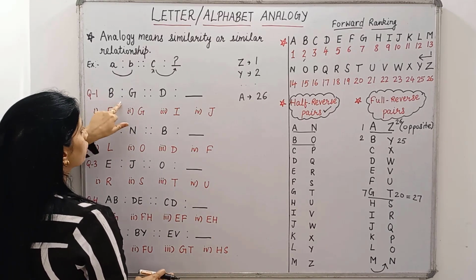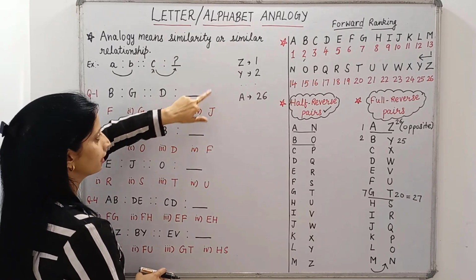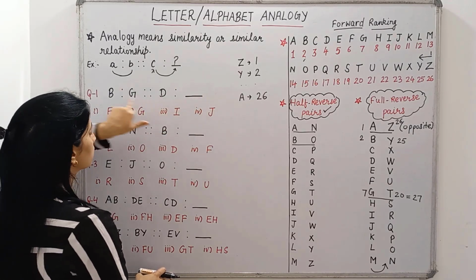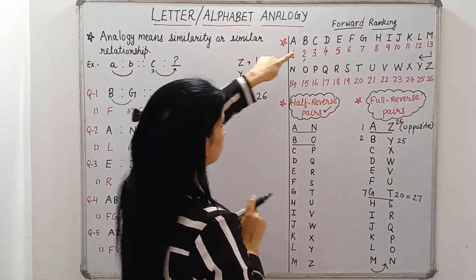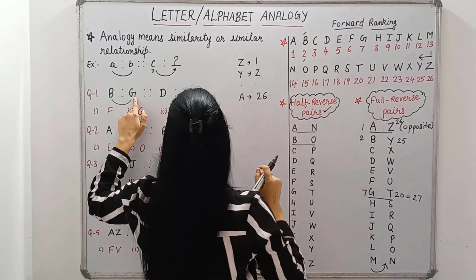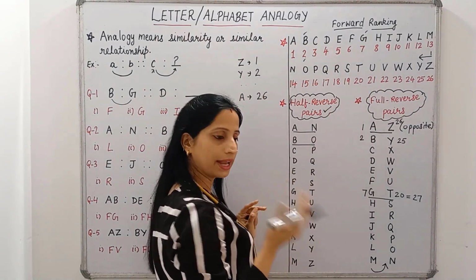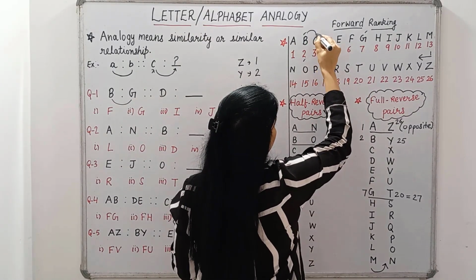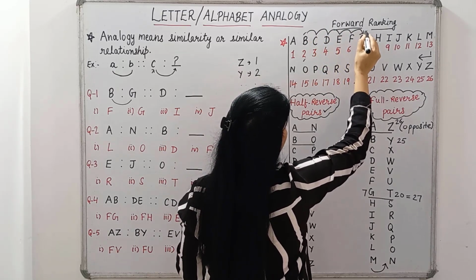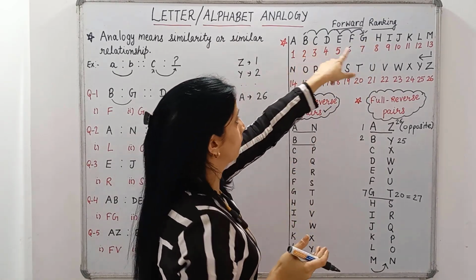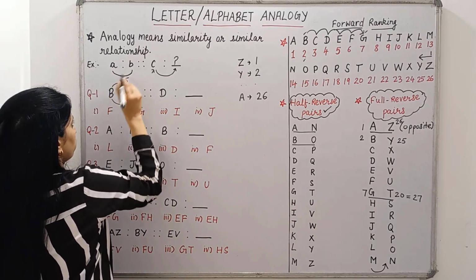First question is B is to G. This is our first pair. And in the second pair, B is to dash. This term we have to find out. So for this, we will find out the relation in the first pair. So B, where is B? B is here. And another letter is G. This means we are moving in forward direction. But by how many jumps? 1, 2, 3, 4 and 5. This means we are moving 5 letters forward. So plus 5 we will do. So this is plus 5.